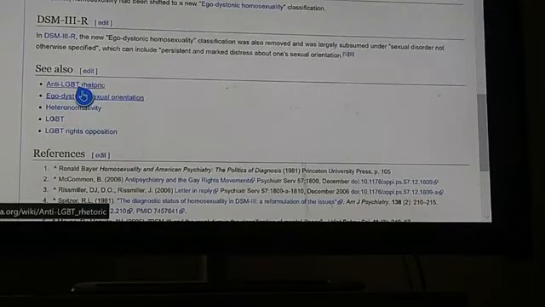Scientists do not know the exact cause of sexual orientation, but they theorize that it is a result of a complex interplay of genetic, hormonal, and environmental influences.